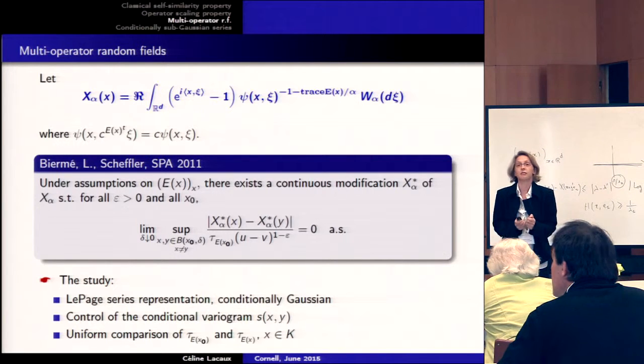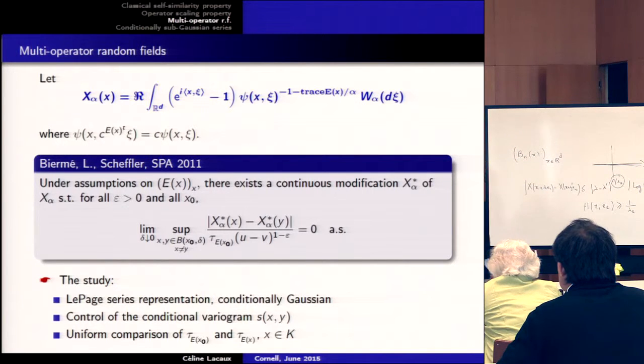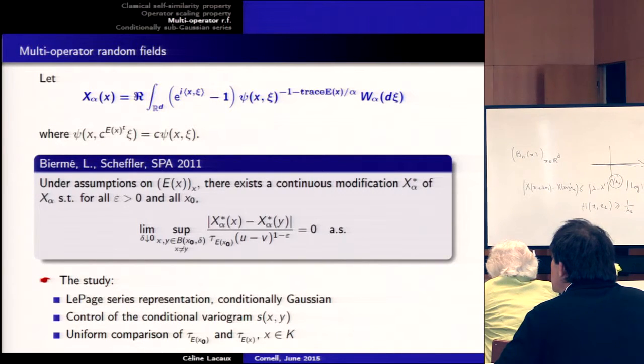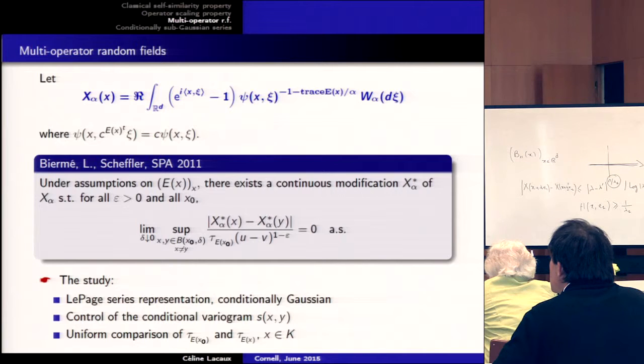So we say if one day we have to study again an alpha stable random field, we'll need the courage to do again a LePage series representation and a control, because we see the key points, but we do not want to do again and again and again the same study.